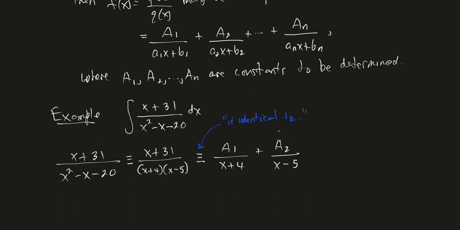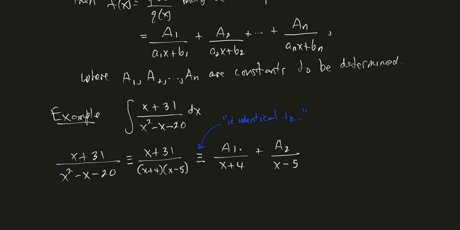And there's a big difference between an equation versus an identity. An equation is a mathematical statement that is true for some values of your variable. An identity is a statement that's true for all values of your variables. So what we want to figure out is what the constant A1 is and what the constant A2 is, so that these two fractions are identical regardless of what values of x I plug in.